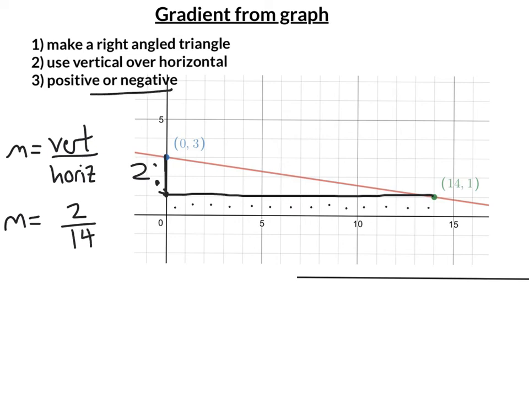And lastly is whether it's positive or negative. Well, as the red line, the line we're working out's gradient, is going down from left to right, it's a negative gradient. So my answer here, if I simplify that fraction, is negative 1/7.